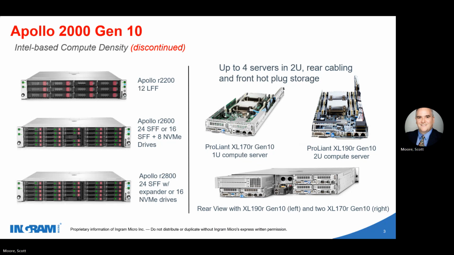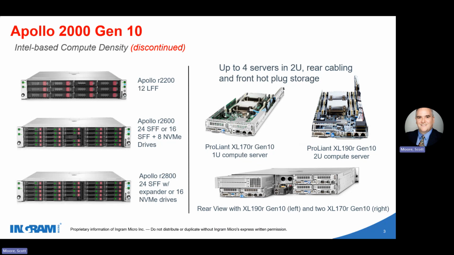The Apollo R2800 chassis was a 24 small form factor chassis, but it had a SAS expander built in, or you could get a version with 16 NVMe drives, but the difference on the R2800 chassis was that the drives could be dynamically allocated to individual servers. So I didn't have to split up the drive bays equally by 4 to go along with what I had in each of my server bays. If I wanted to assign more drives to one server than another, I could do that.